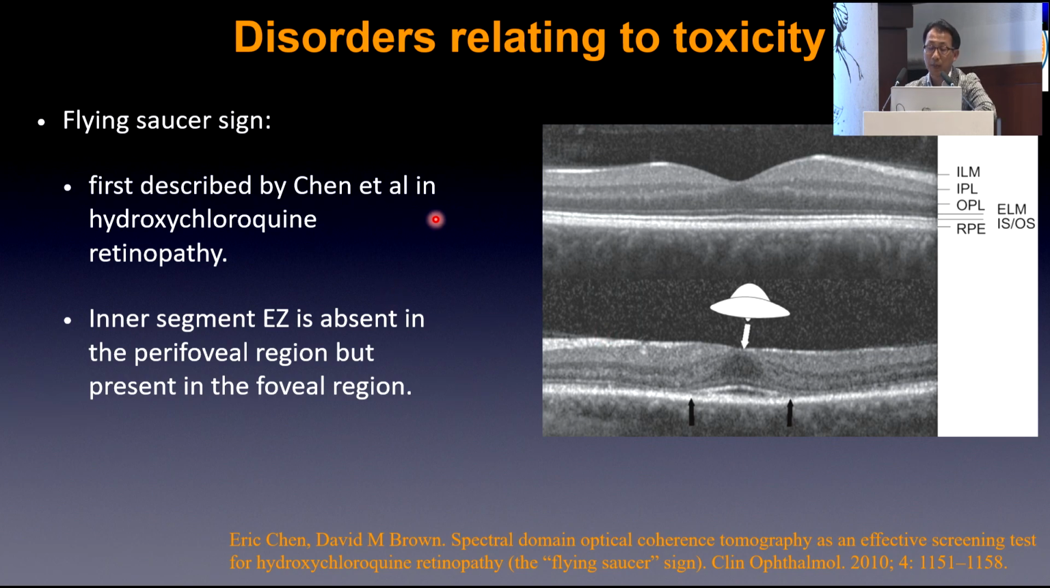Some of the OCT biomarkers seen in drug toxicities: the flying saucer sign, which was first described by Chen et al. in hydroxychloroquine retinopathy. Here you can see the loss of EZ in the perifoveal area, with preserved EZ in the foveal area.